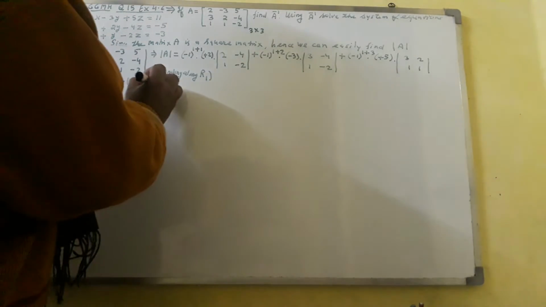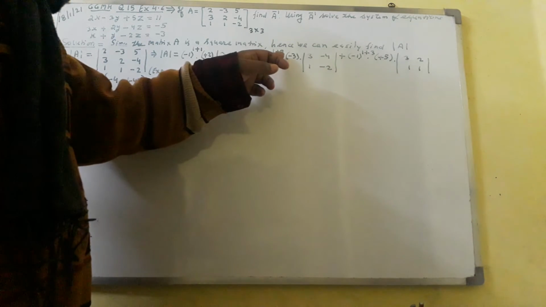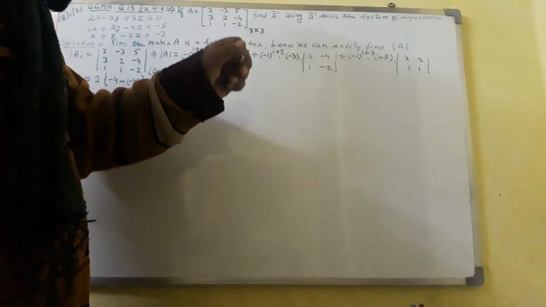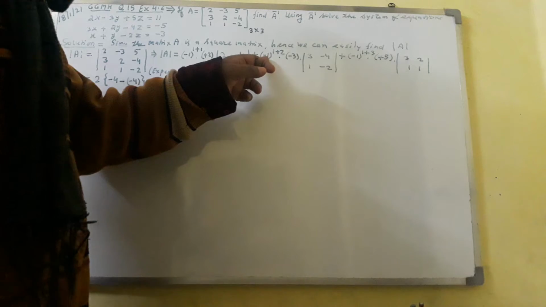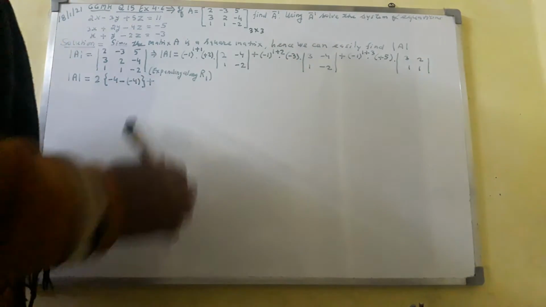Plus is there, right here plus. Minus 1 raised to power 1 plus 2 comes out to 3. Minus 1 raised to power 3 comes out to minus 1. Minus 1 will multiply to minus 3, which comes out to 3. So here I write plus 3.